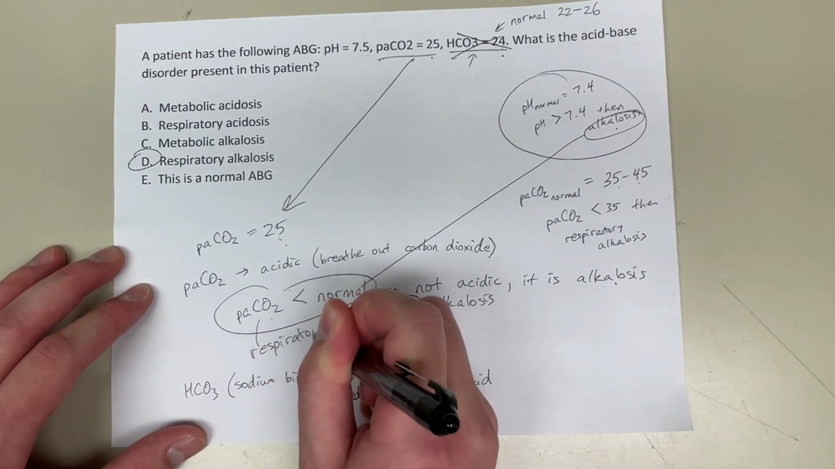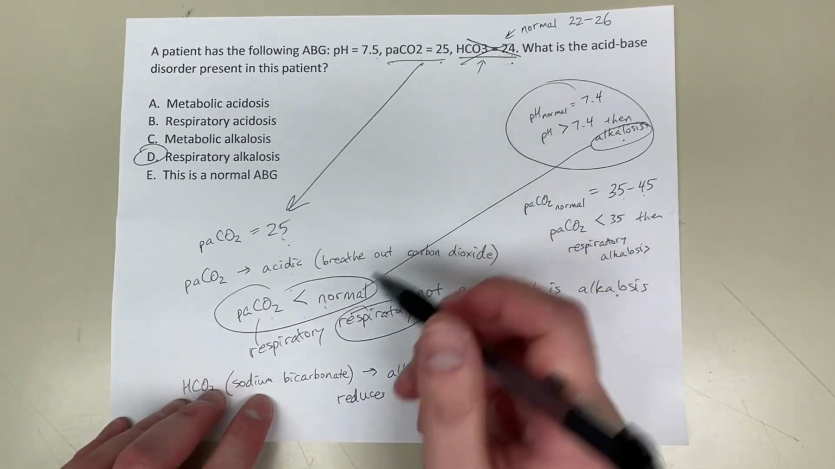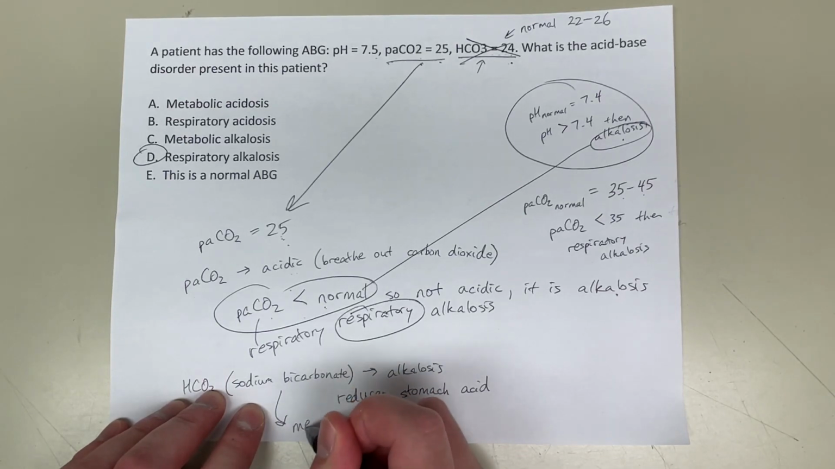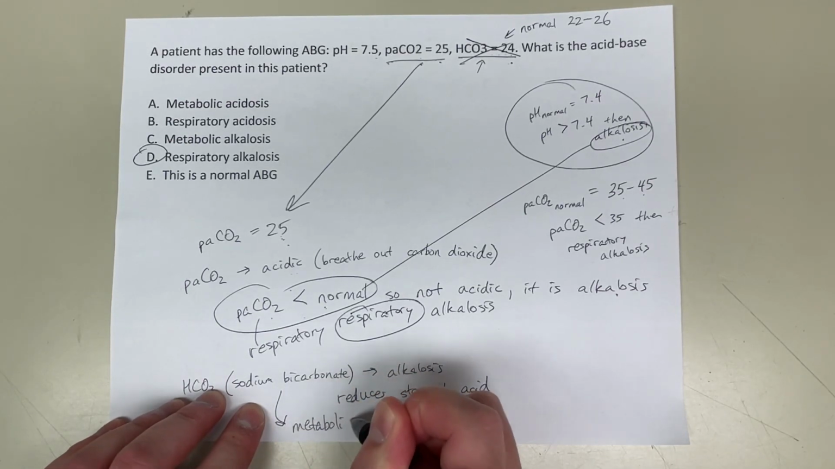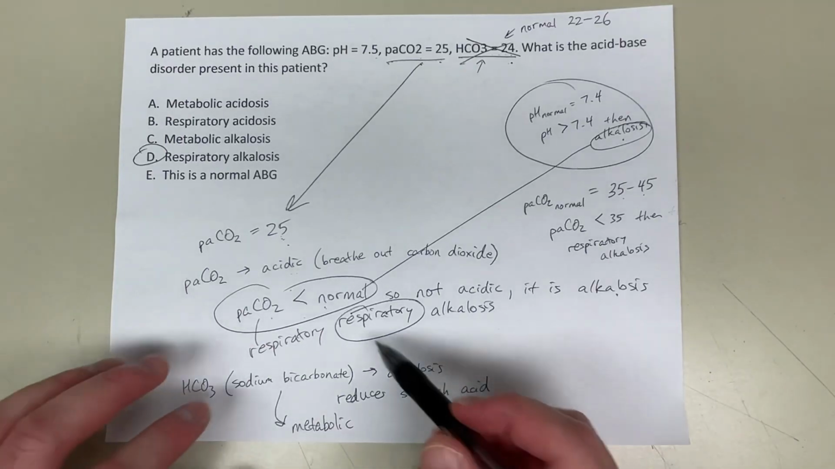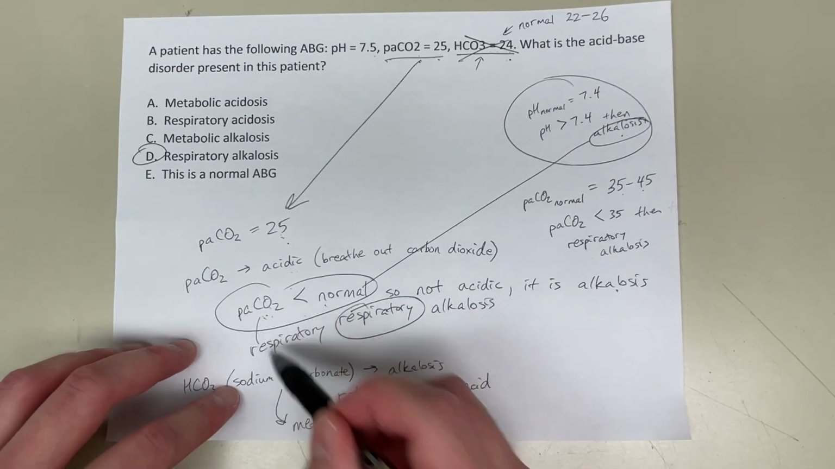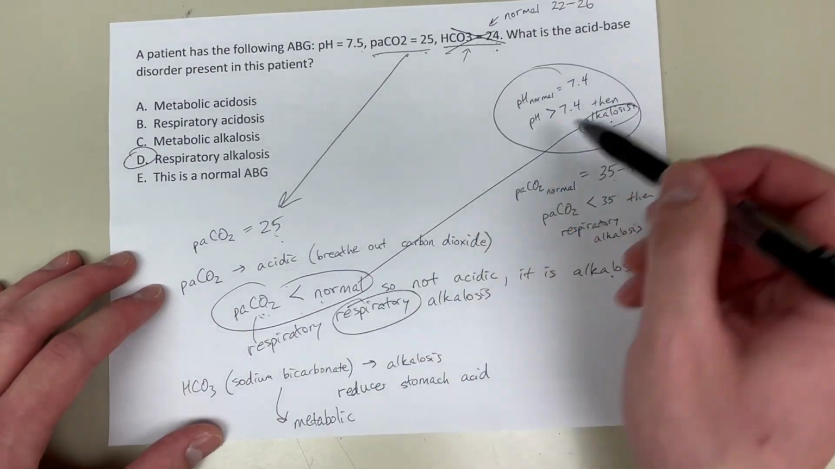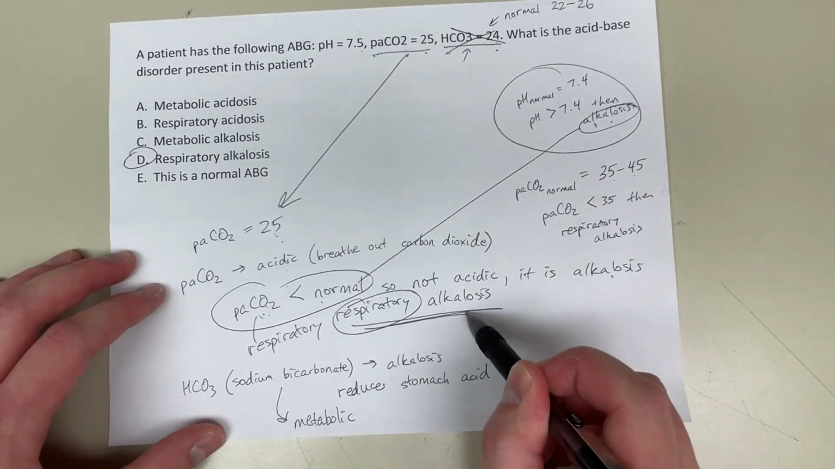Right? Without saying sodium bicarb's metabolic, because it happens, I relate it to the stomach. That's how I know this is metabolic and this is respiratory. And so these two are agreeing, so that's how I know the answer is respiratory alkalosis.